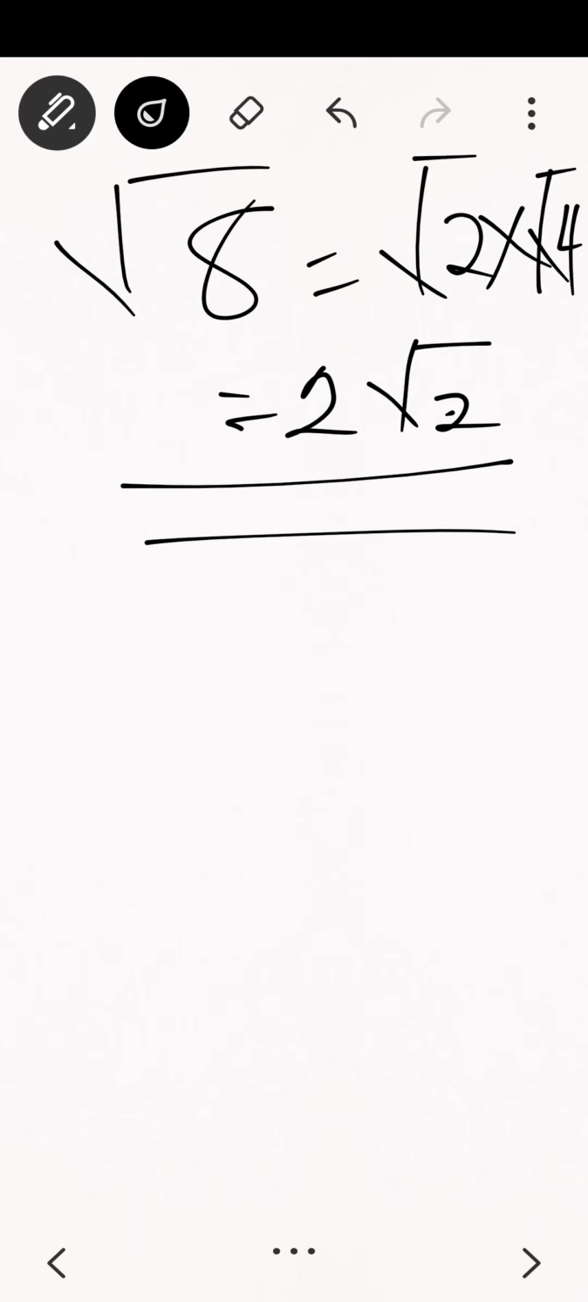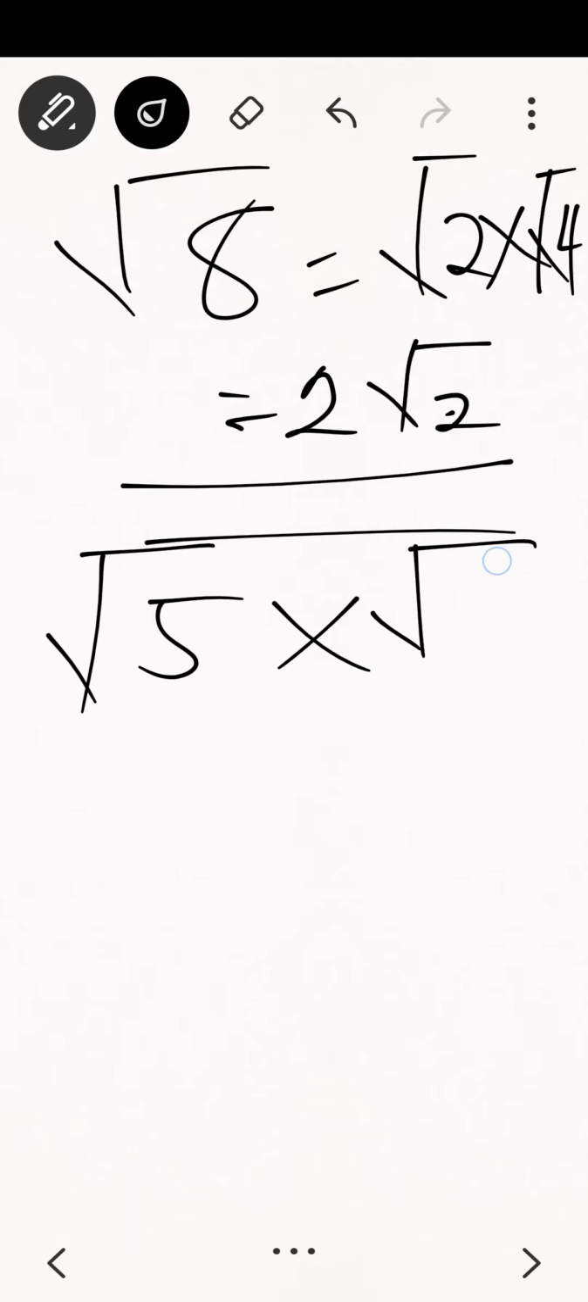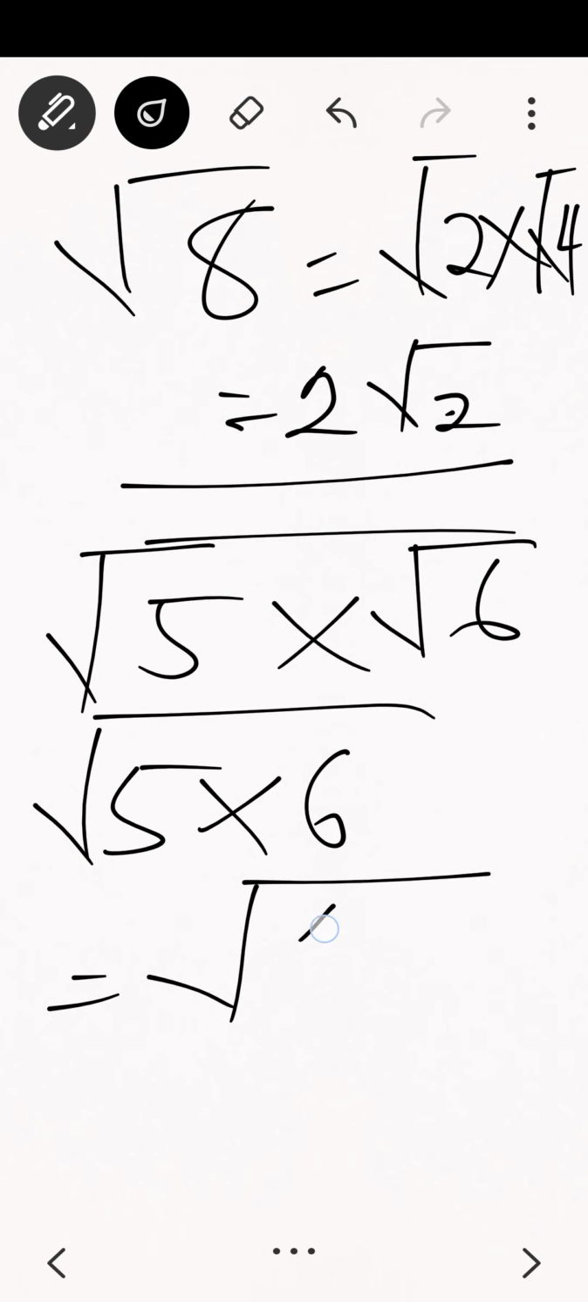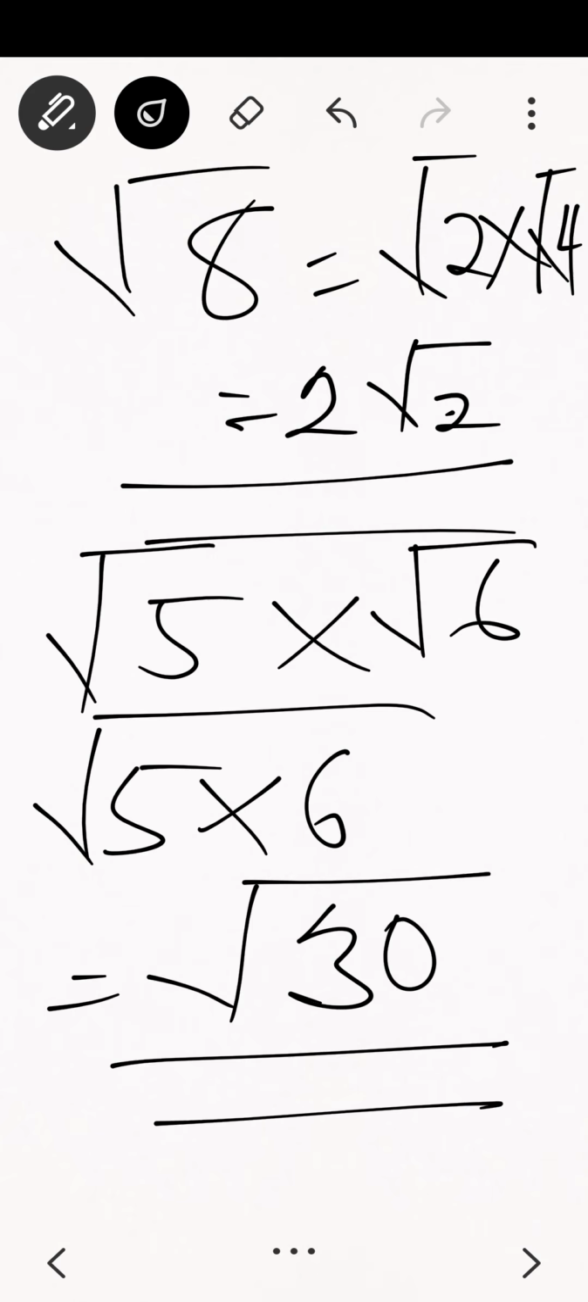Now in the case where you have another set, like root 5 times root 6, like we said, just extend the radical sign, then the two numbers will be contained, so at the end of the day you're going to have root 30. Note that none of the factors of 30 is a perfect square, so it leaves the answer in this manner.